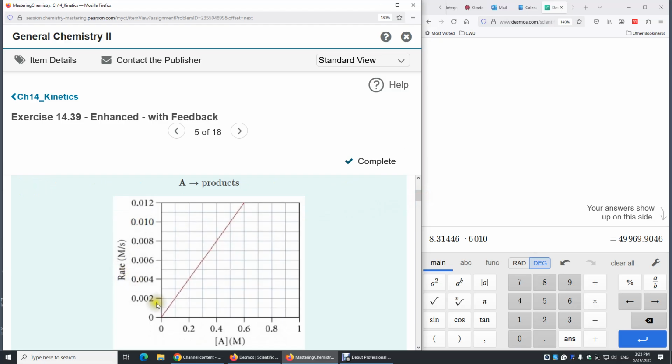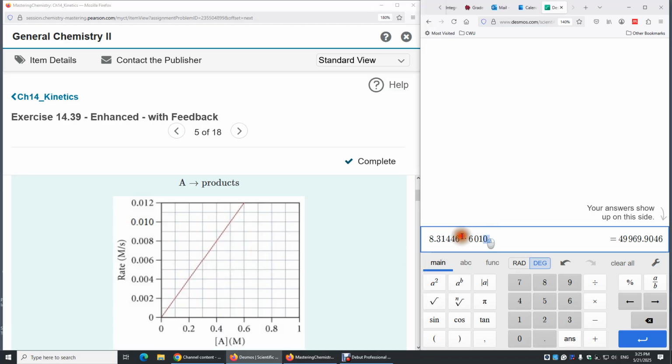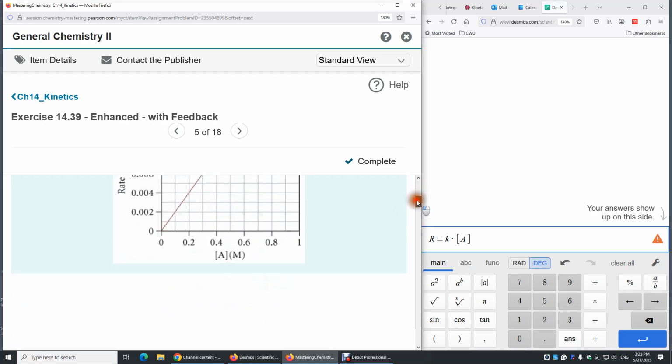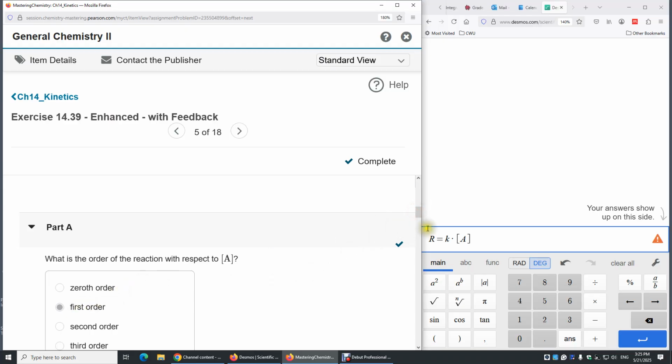The reaction rate is proportional to the concentration. So we can write that the rate is proportional to the concentration of A, therefore the rate is a constant times the concentration of A. And this is a first order chemical reaction. First order, because the rate is proportional to A to the power of 1.